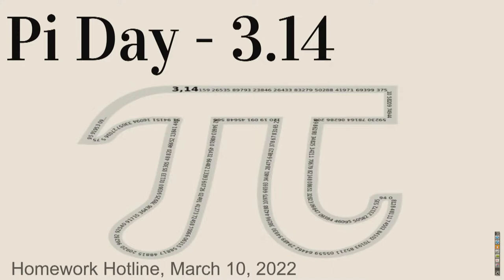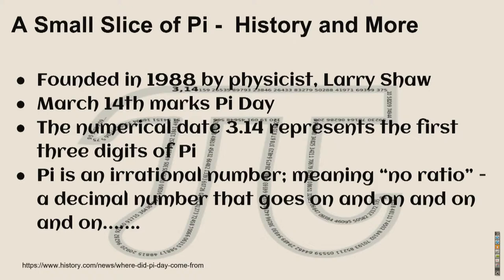So I want to share a little bit with you about what Pi Day is, if you had not heard of it before. I've got a small slice of pie, some history and more here for you. Pi Day was founded in 1988 by physicist Larry Shaw, and March 14th marks Pi Day. You might be wondering at home, well, why March 14th? It turns out that the numerical date 3.14 represents the first three digits of pi. And if you didn't know, pi is an irrational number, meaning no ratio. It's a decimal number that goes on and on and on. And at this point, did you know they have not reached the end of pi? I did not know that.